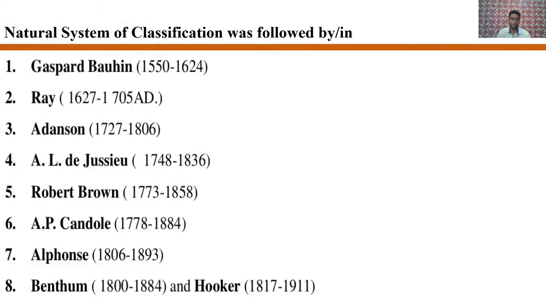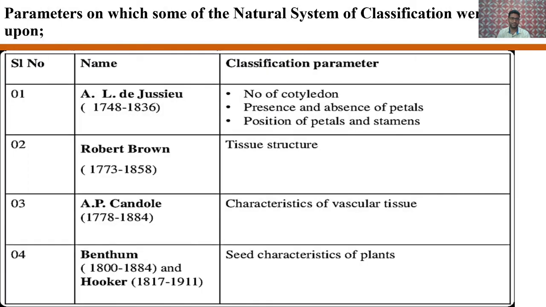of classification. This system of classification was followed by different plant taxonomists, including Bauhin, Ray, Adanson, Jussieu, Robert Brown, Candolle, Alphonse, and Bentham and Hooker classification. So the parameters which some of the taxonomists took in order to classify the plants under the natural system of classification is given in the table.